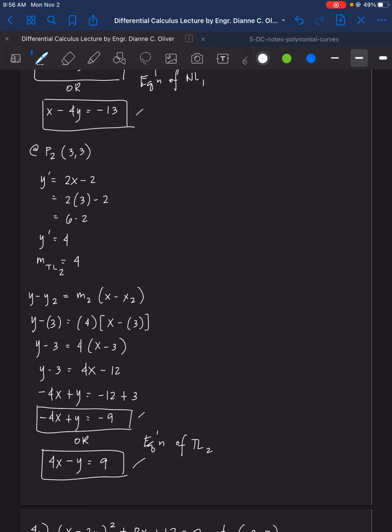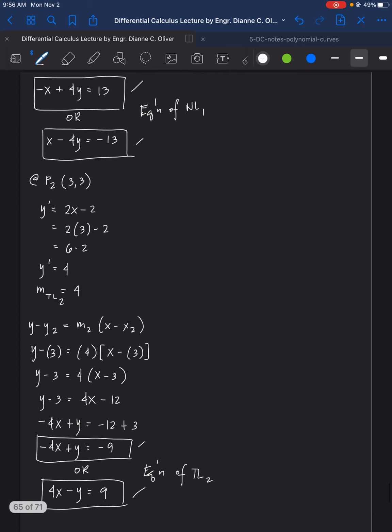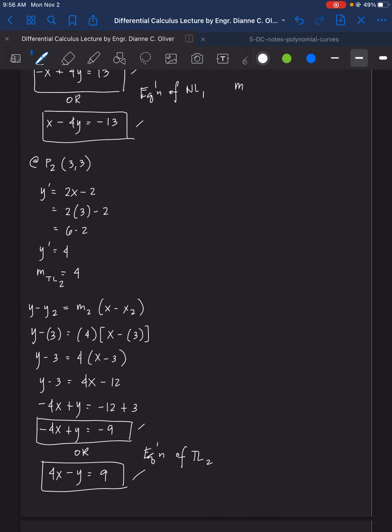So that is 4x minus y equals 9. Now how about the slope of normal line 2? It is the negative reciprocal of the slope of tangent line 2, negative 1/4. Okay, so that is the negative 1/4 slope. Y minus 3, negative 1/4.